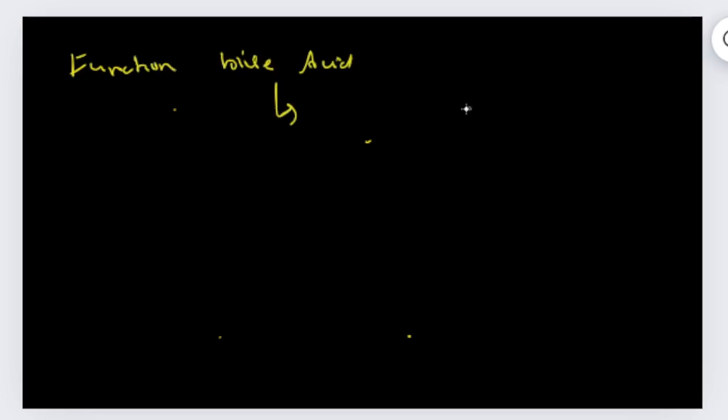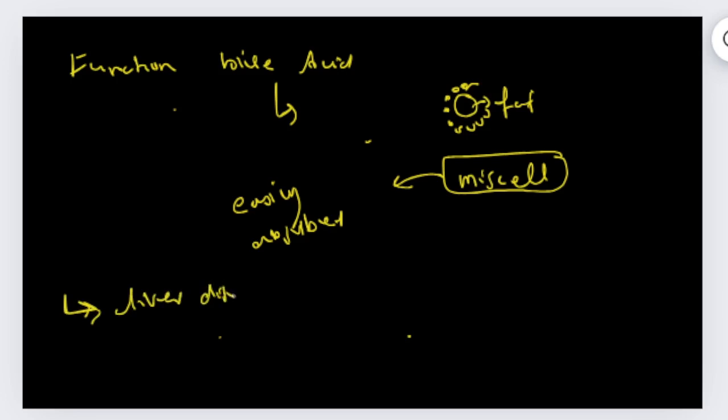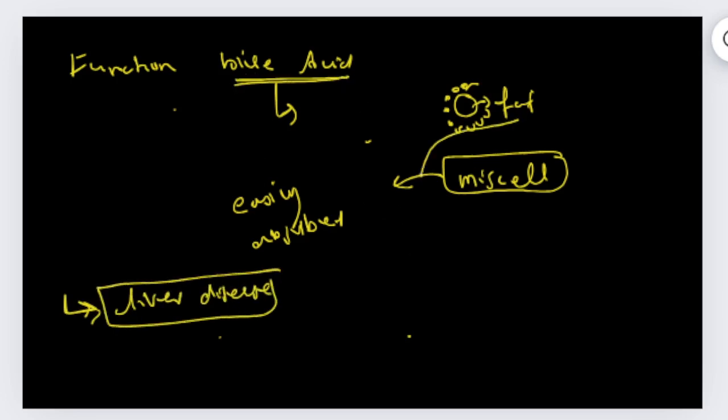Bile acid actually, for example, this is your fat compound. They're surrounded by this fat molecule and form micelles, and they can easily be absorbed through the small intestine. But you have to remember, if there is a liver disease where the bile acid is not produced, the fat cannot be absorbed. When there is a liver disease and the bile acid is not released, the fat cannot be absorbed easily.